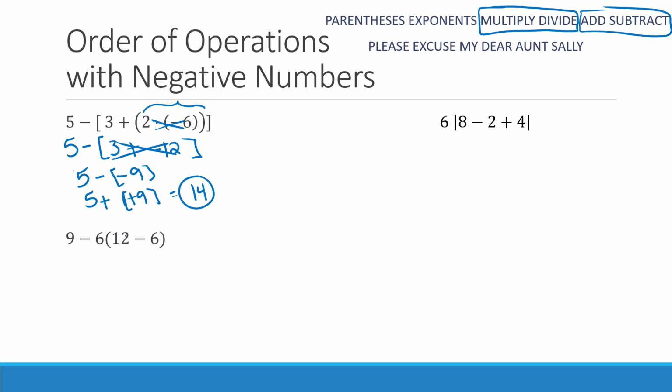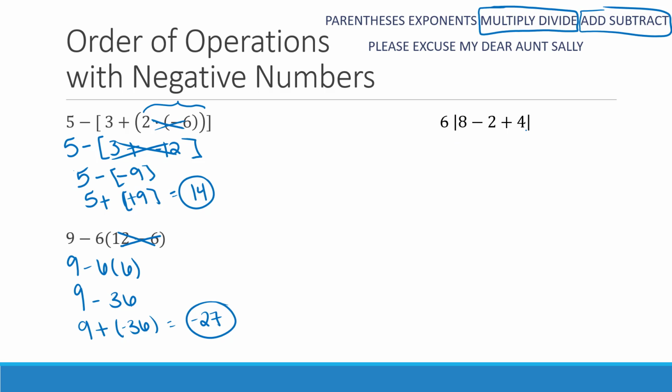In this problem down here, I'm going to start with the parentheses. So 12 minus 6 is going to give me 6. Keep in mind, we talked about in the first video what this means. This means 6 times 6. That 6 is being multiplied by my answer here. So this is 9 minus 36. Remember, 9 minus 36 is the same thing as 9 plus -36. So if we do 9 plus negative 36, I'm going to get a negative 27.